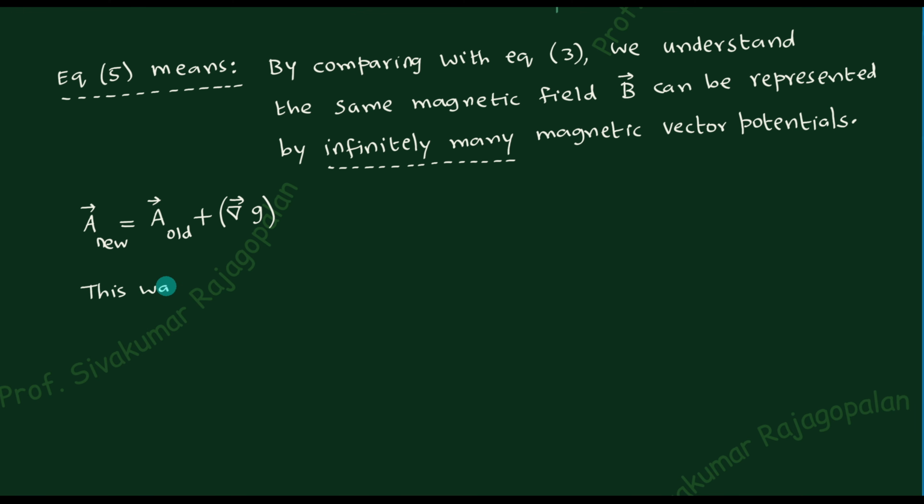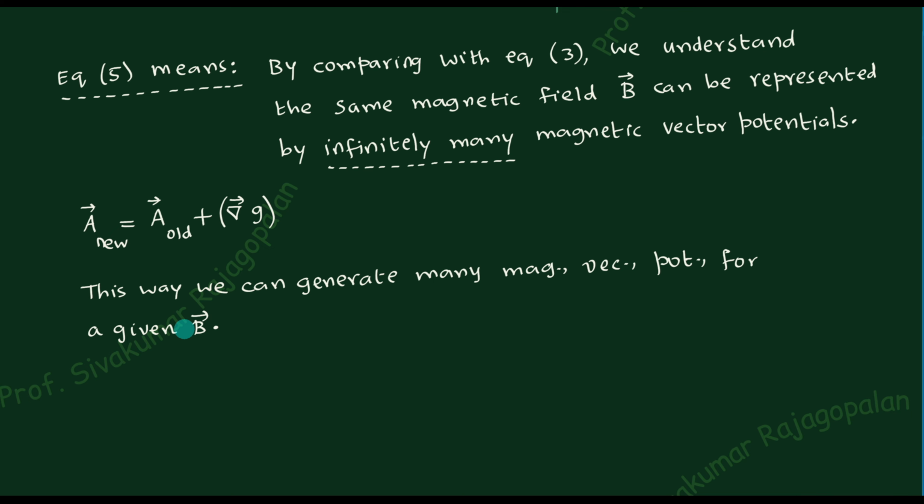So in this way, what happens? In this way we can generate quite many vector magnetic potentials for a particular given B vector. That is the conclusion, that is what we mean to say. So this means that the magnetic vector potential has some kind of an arbitrariness.